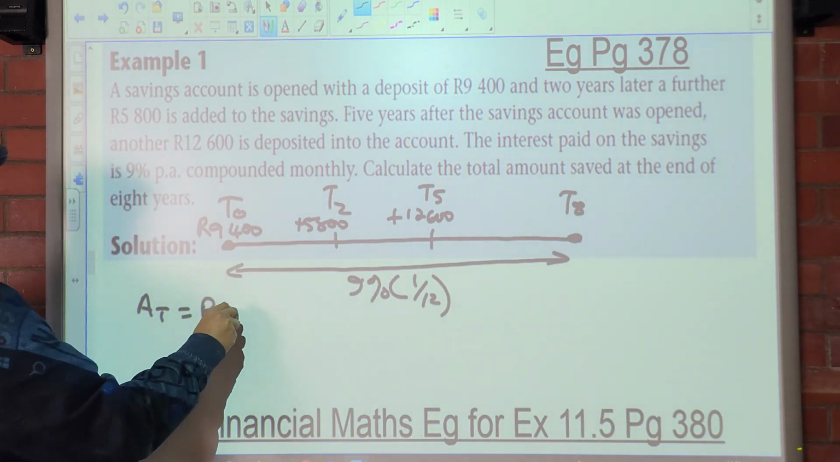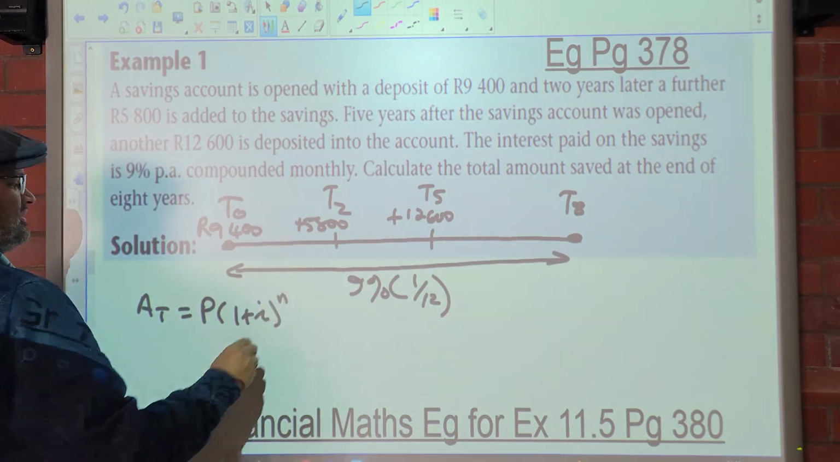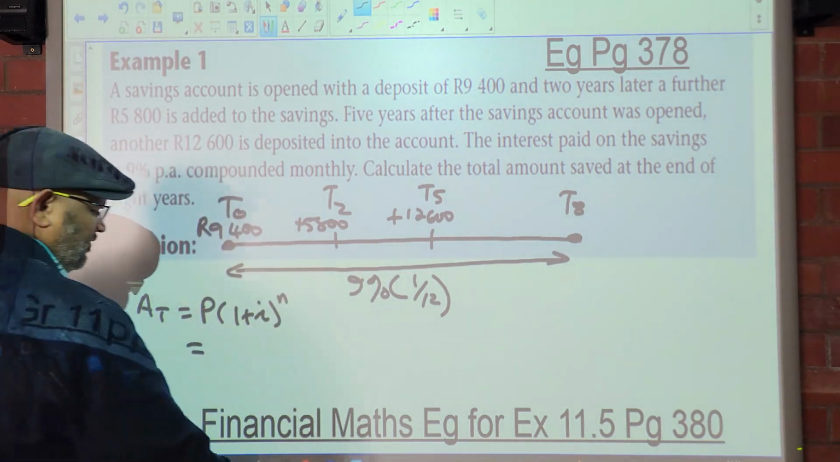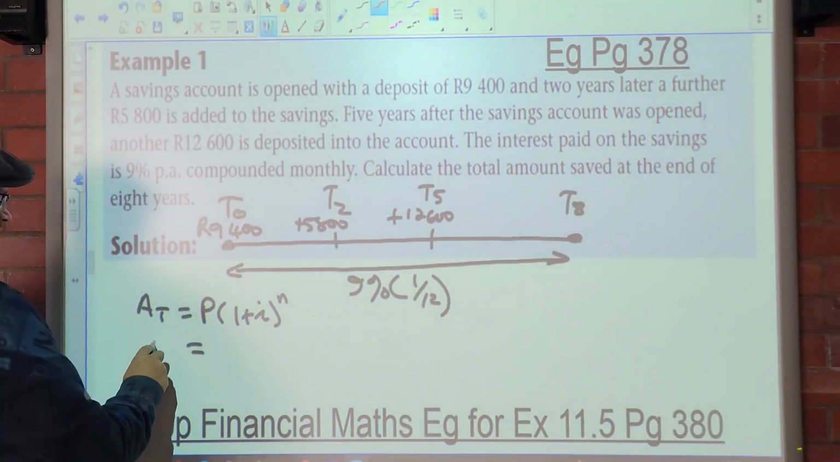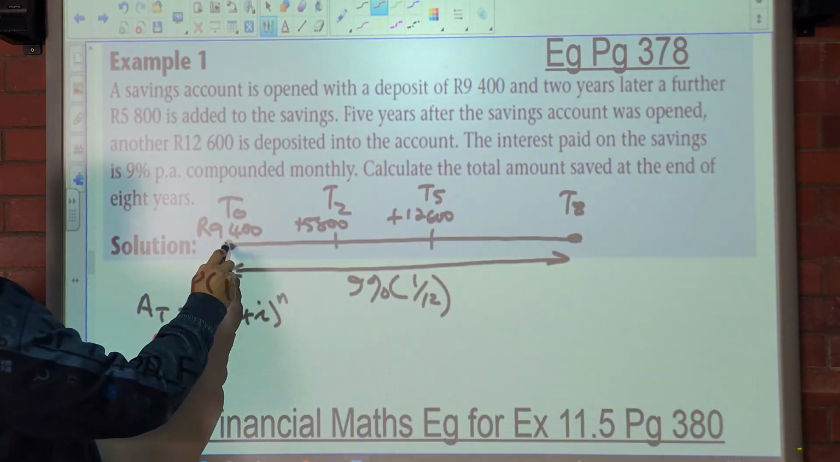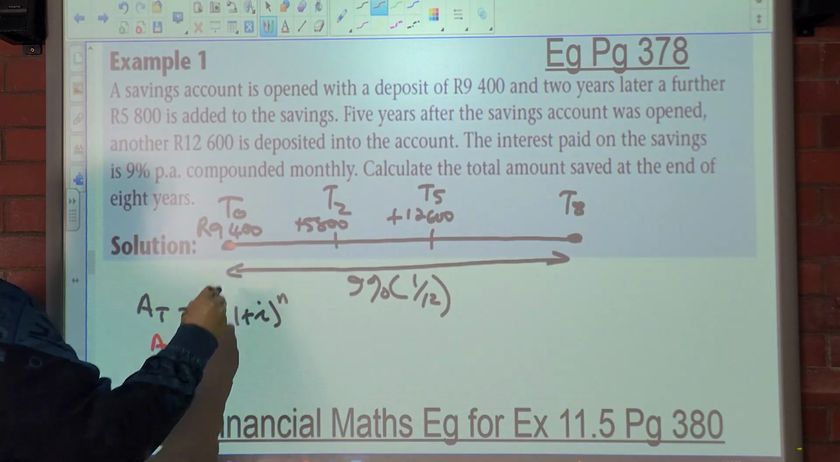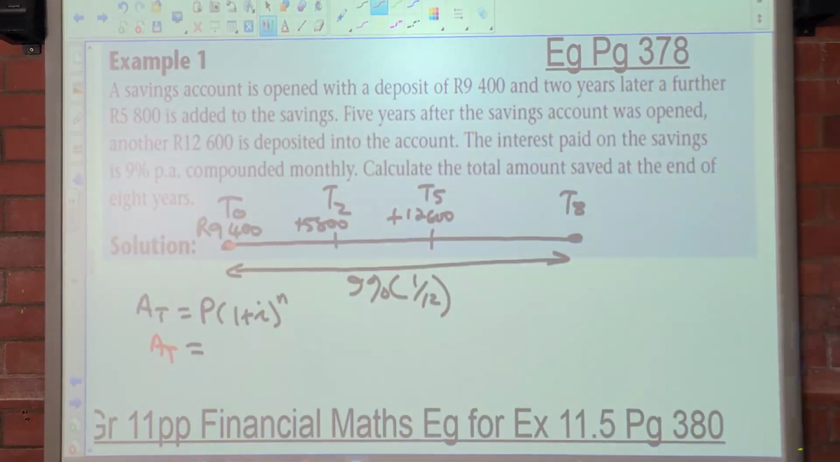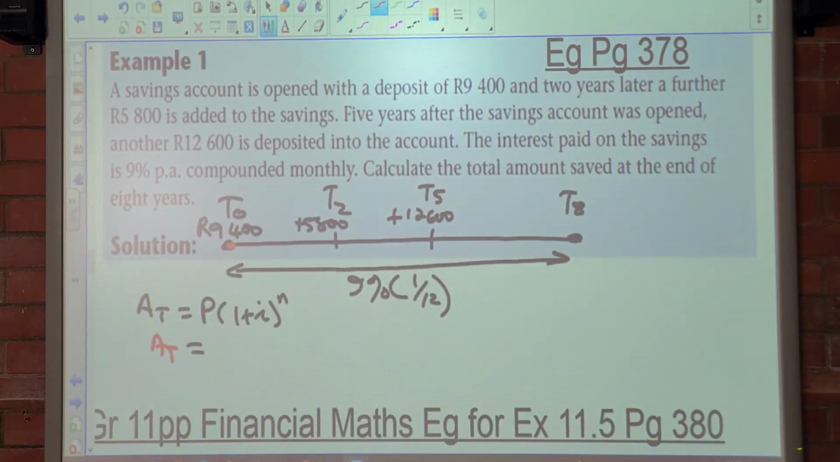So let's go straight into A, the total, equals P into (1 plus i) to the exponent n. Let's go with the first one. What is happening to the 9,400 then? Is the interest rate changing? No, it remains constant.